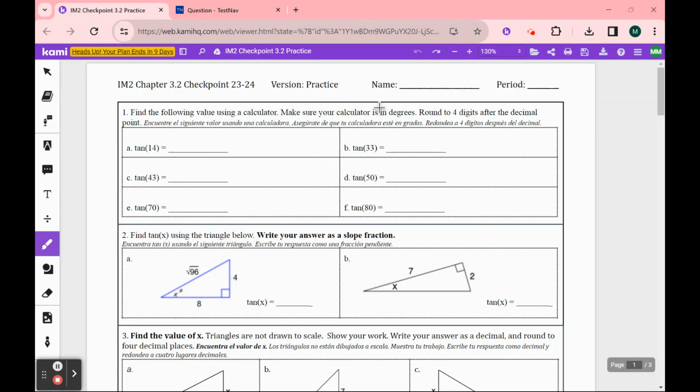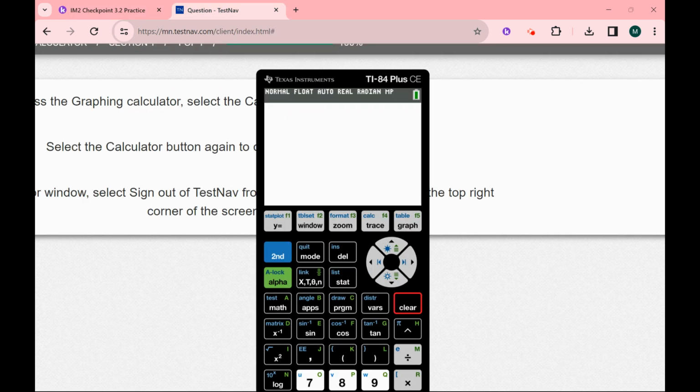Okay, this is the practice version, and on our first problem we are asked to find the following values using a calculator. We need to make sure our calculator is in degrees, and we will round to 4 digits after the decimal. Okay, tan of 14, let's use our calculator.